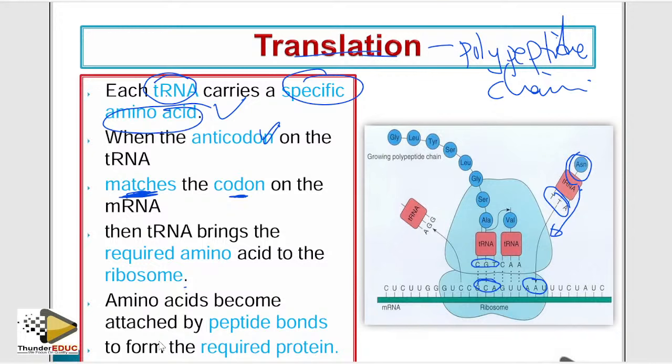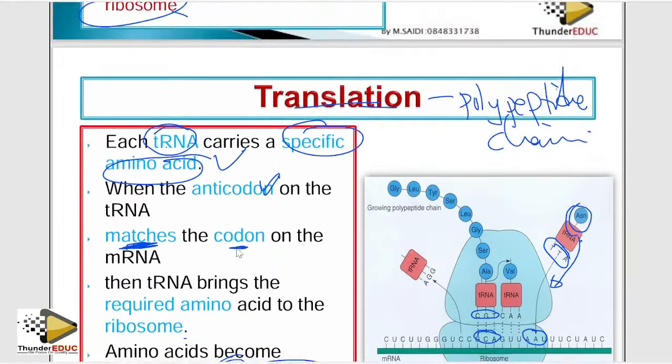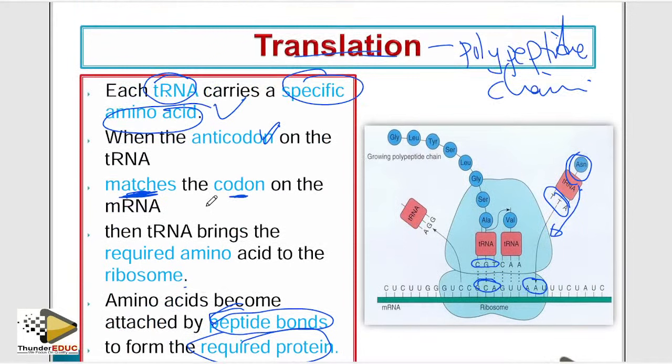So the amino acids become attached by, guys, check upon this. The amino acids are joined together by peptide bonds. I say it is peptide bonds, it's not polypeptide chain, to form a required protein. Simple. Or I can say that according to the messenger RNA codons, the transfer RNA with the complementary anticodon will bring the required amino acid to the ribosome. The amino acids are joined together by peptide bonds to form a required protein.